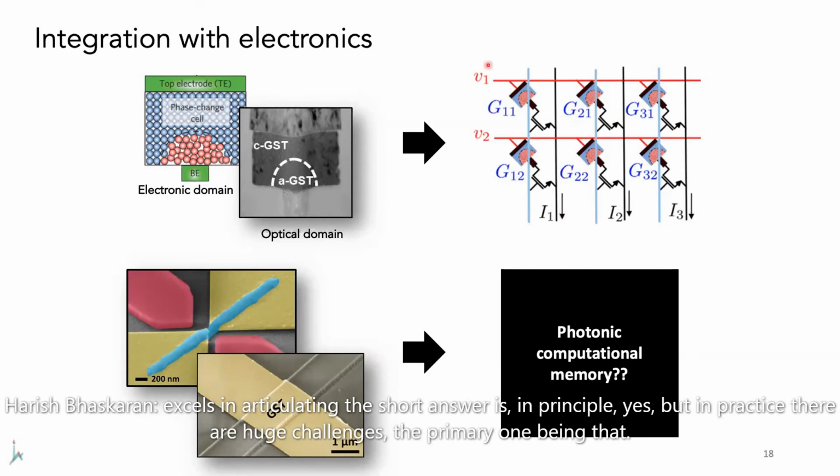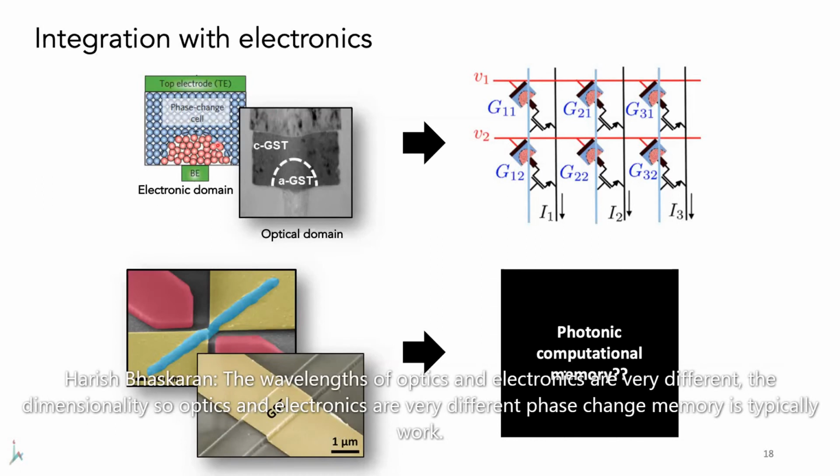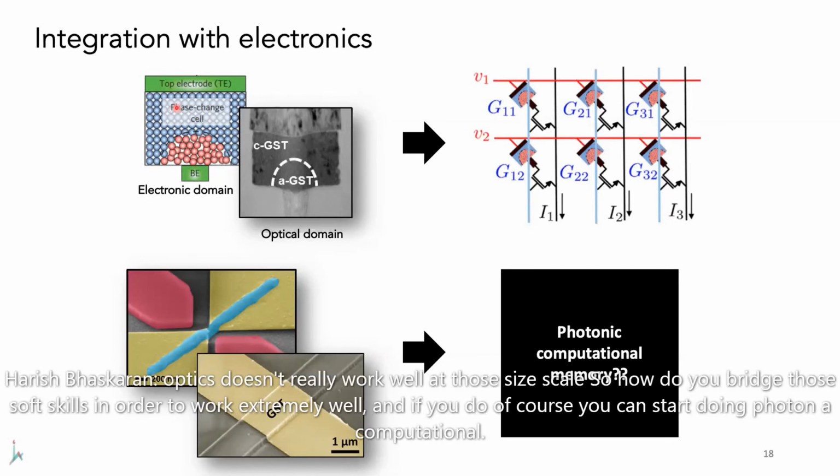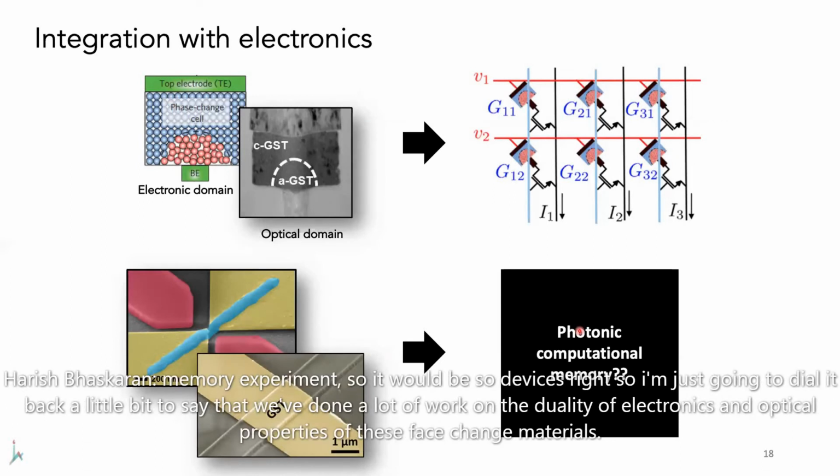The primary one being that the wavelengths of optics and electronics are very different. The dimensionalities of optics and electronics are very different. Phase change memories typically work when the dimensions are very small, less than 100 nanometers. Optics does not really work well at those size scales. So how do you bridge those size scales in order to work extremely well? And if you do, of course, you can start doing photonic computational memory experiments with these devices, right?